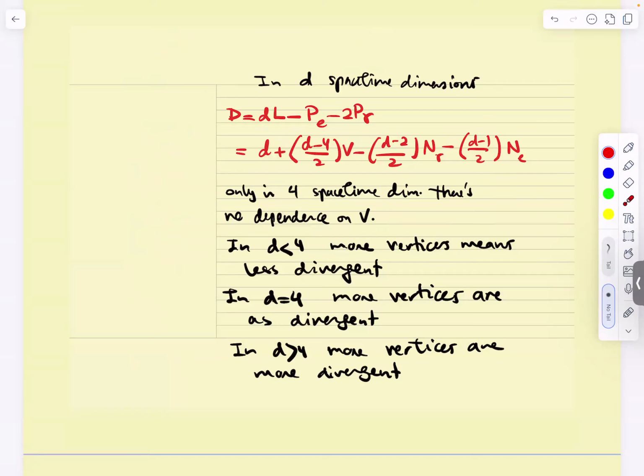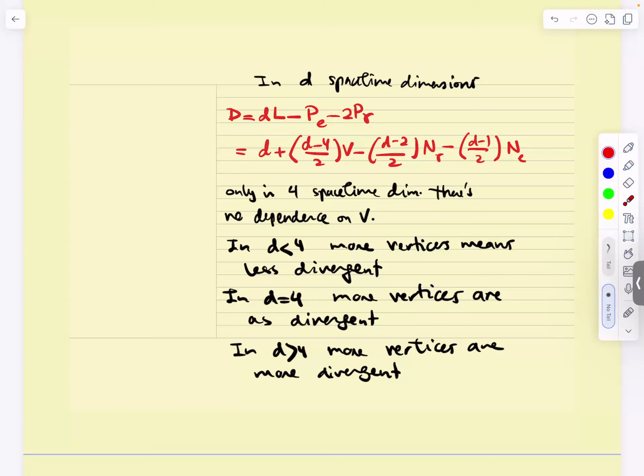Now let's just repeat this for QED in these space-time dimensions. What happens is the number of loops is multiplied by the space-time dimension d, minus P_e, minus 2P_gamma, because no matter what the space-time dimension is, the propagator for a photon is 1 over k squared, and the propagator for an electron is 1 over k slash minus m.